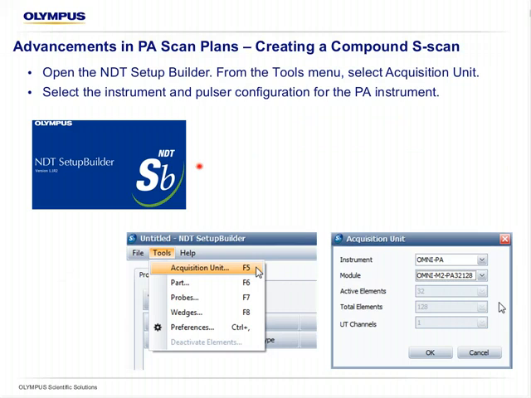The NDT Setup Builder, and specifically new version 1.1R2, is available on the Olympus website now. It was released recently, and functionality in this version includes the ability for the compound S-scan. Also included is matrix array support for TRL inspections of austenitic materials. Those are advanced probes used for austenitic. Both of those two features now are available in the NDT Setup Builder.